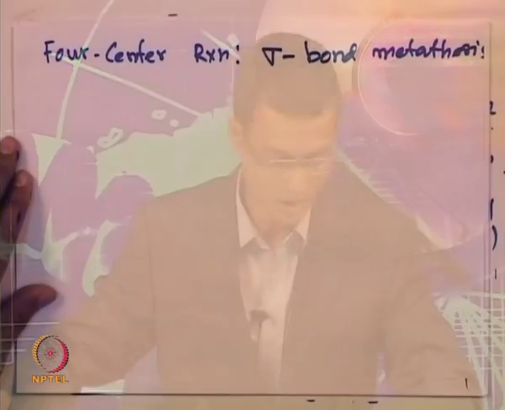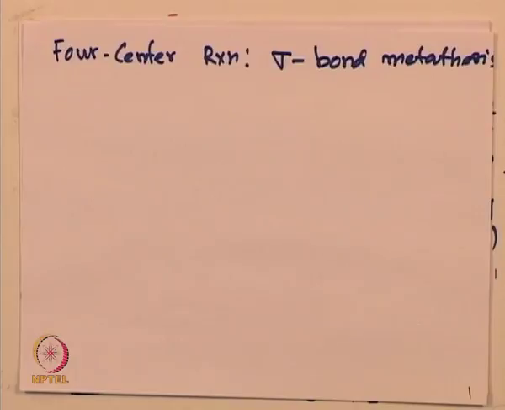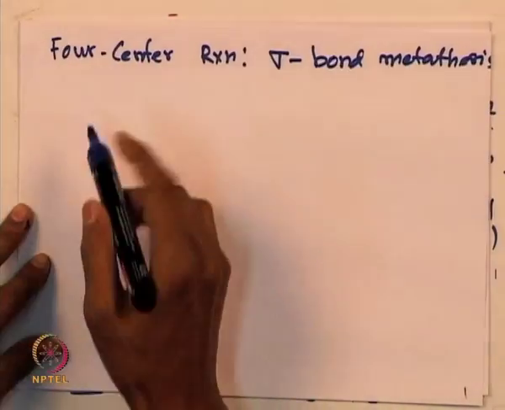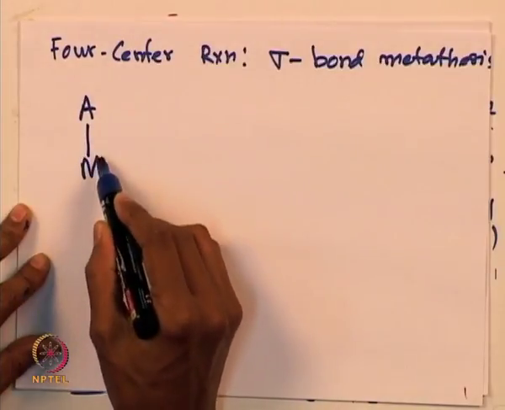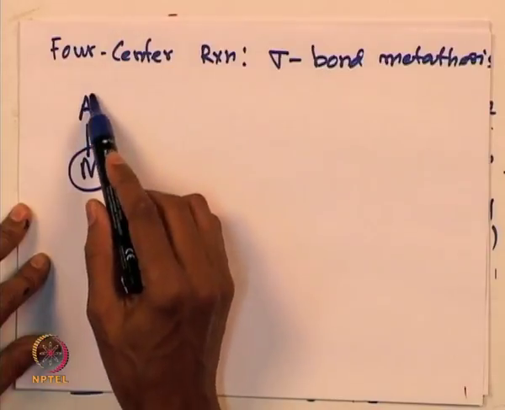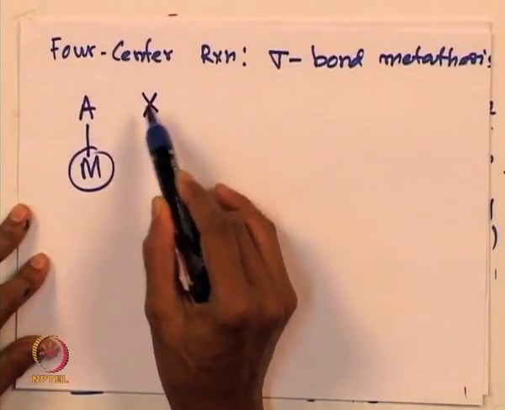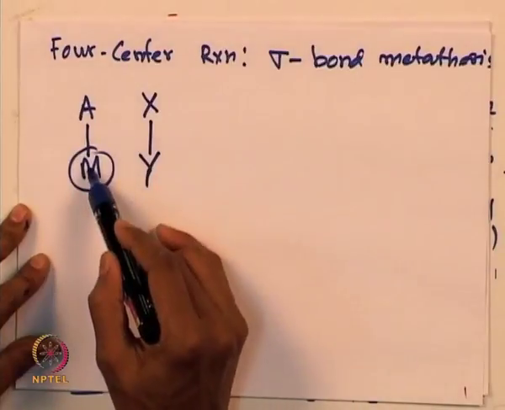So first we will discuss four center reactions. Well, for four center reactions, you need, of course, four centers, right? That's the beauty of it. You have to have four centers. What are they? You can have a metal center, let's say you have A attached with it, and you have X. Along with that, you have Y. Now these are the four centers.